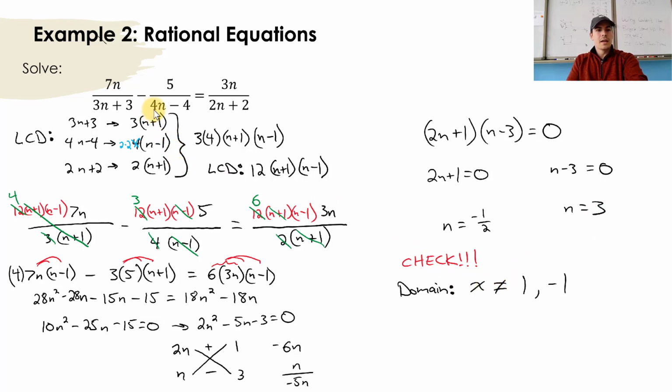Again, if I set my denominators not equal to 0 and solve for those, then I'll get x cannot equal 1 or -1. However, n being -1/2 and 3, that's neither of these values, so both of those check out, and those are going to be solutions for this equation.